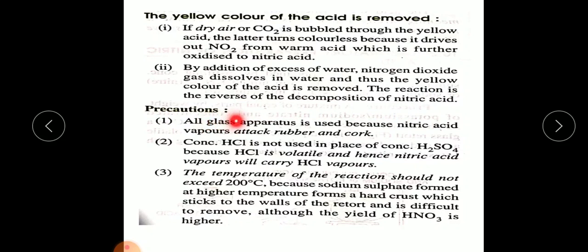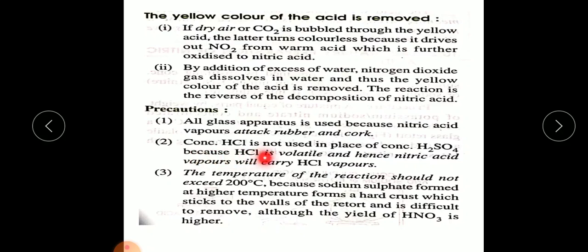Precautions. Precaution 1: all glass apparatus is used because nitric acid vapors attack rubber and cork. So in the laboratory preparation, we always use glass apparatus because nitric acid can attack rubber as well as cork.